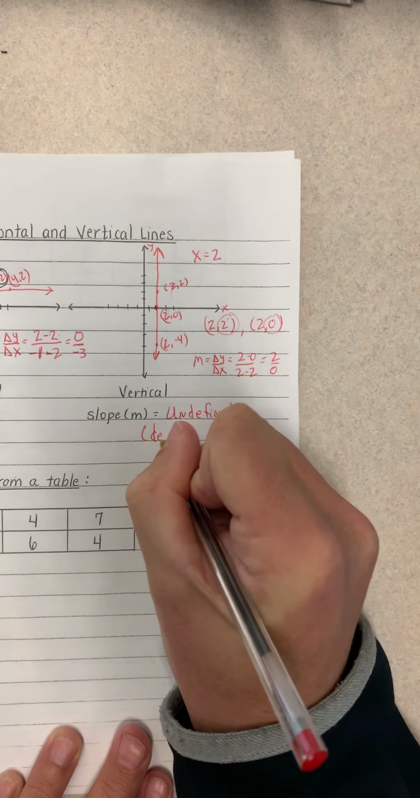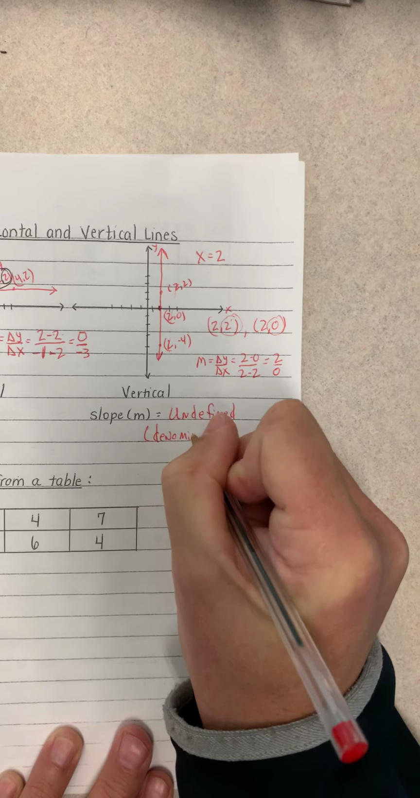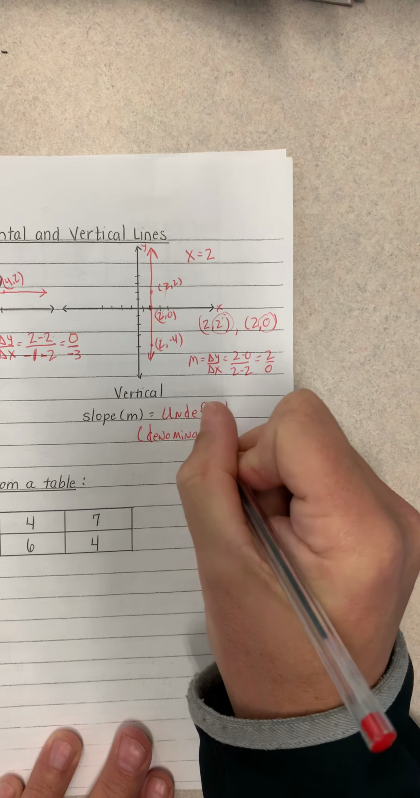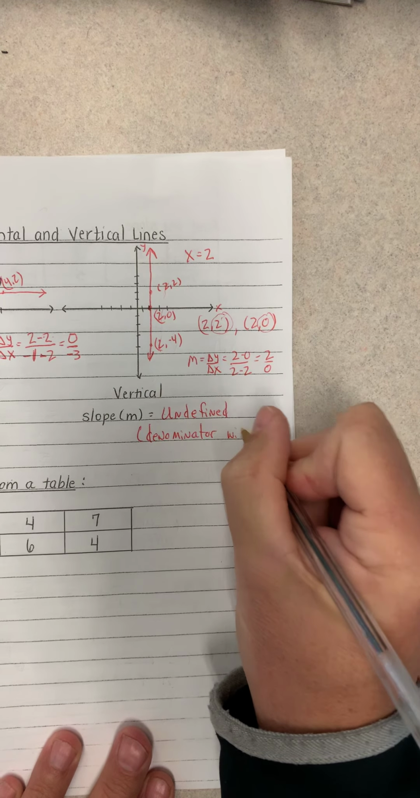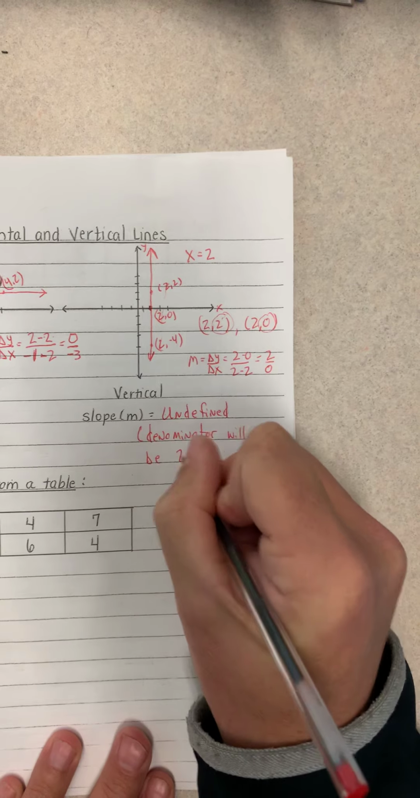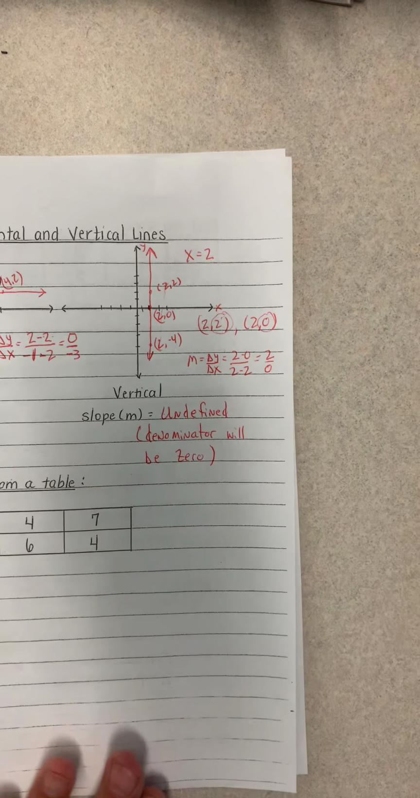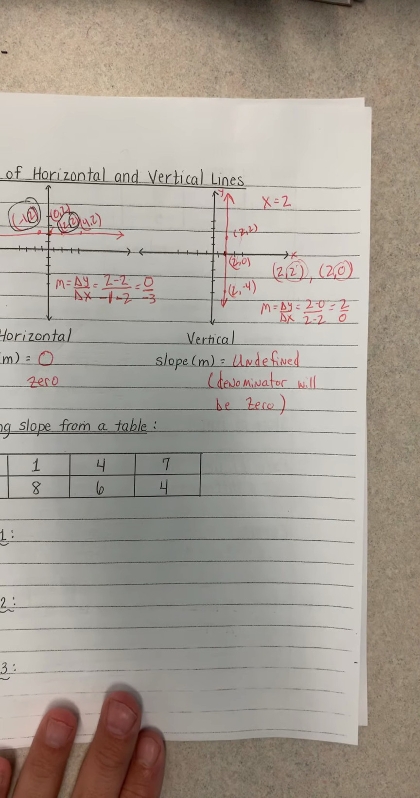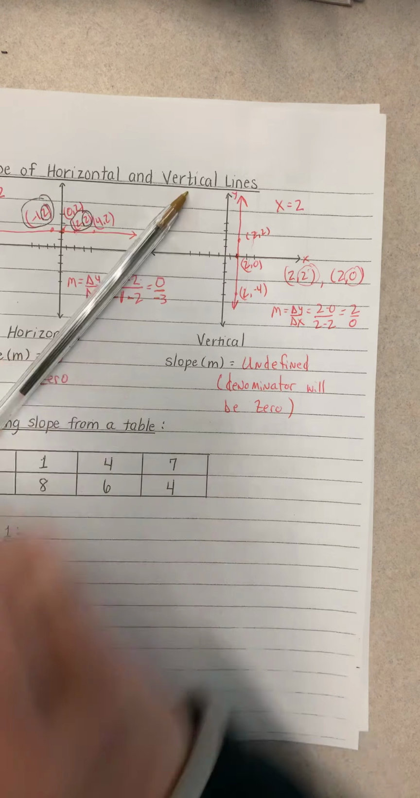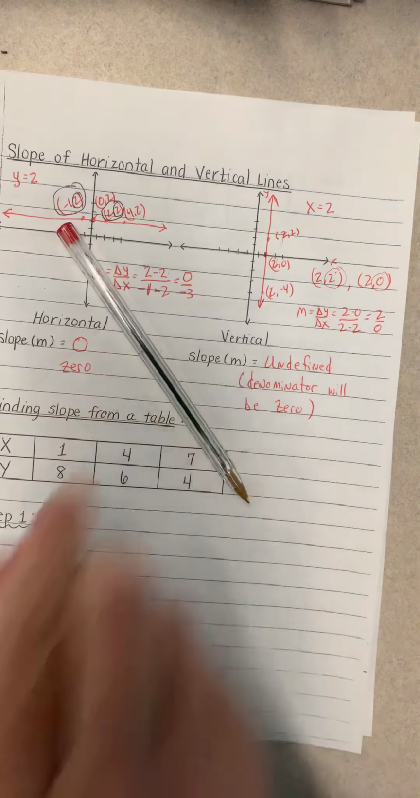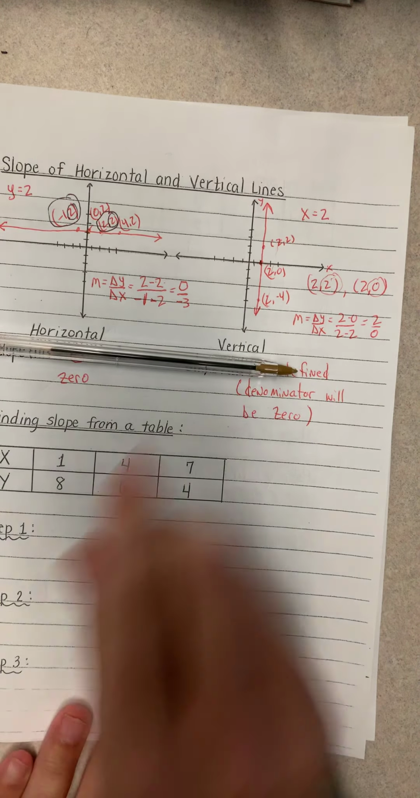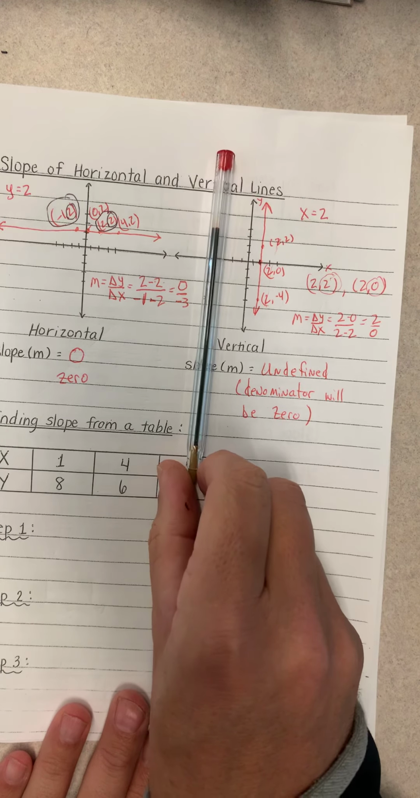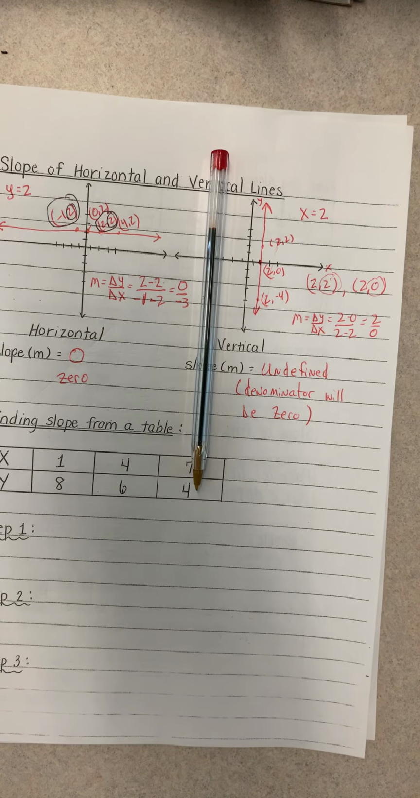And I'm just going to make a note. In undefined slope, your denominator will be 0. It's undefined slope. I've got positive slope that rises, negative slope that falls, horizontal slope, which is 0, and vertical slope, which is undefined. 4 types of slopes that I can get from a graph.